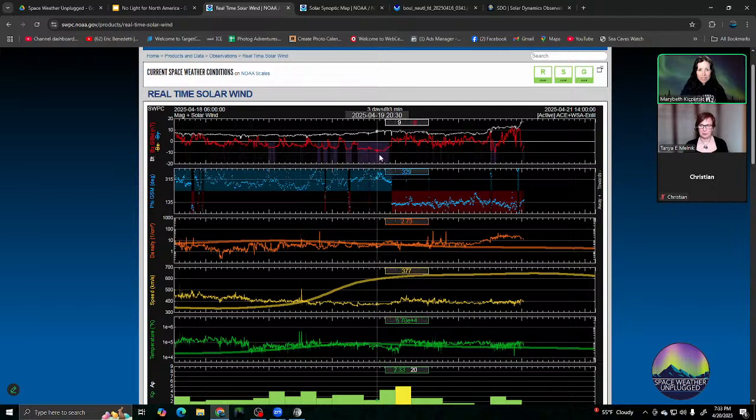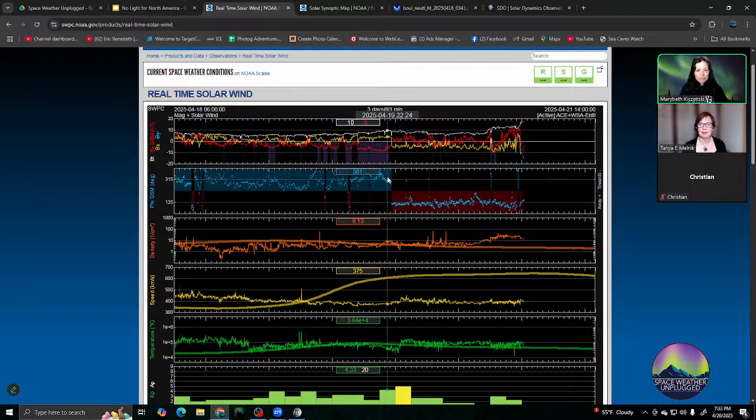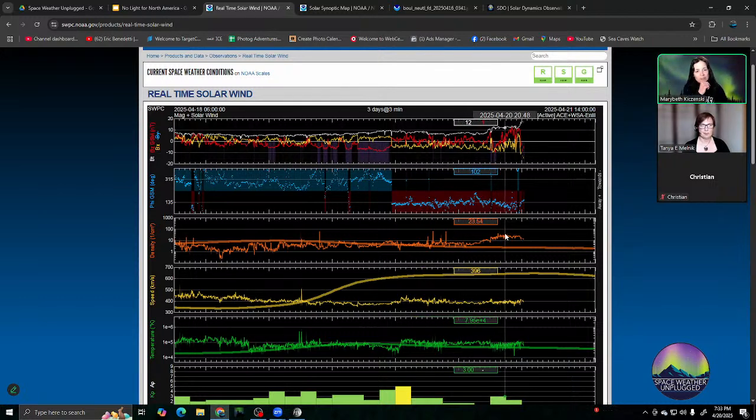As you can see, I think I put 3 days in here because we had a sector boundary crossing right here. Yeah, you can actually uncheck the BX. It's pretty clear to see. Yeah, there we go. So right here, we went from the negative sector to the positive sector.